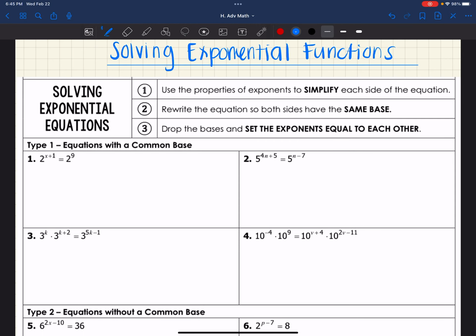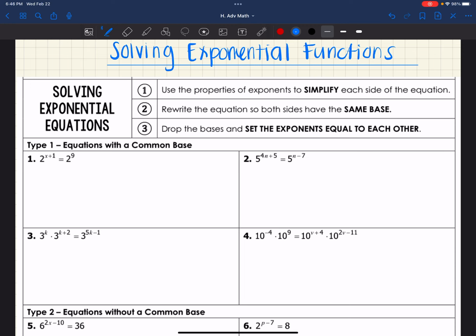And you are expected to know how to solve an exponential equation. There are 3 basic steps that we're going to be following today, and the 3 of them are provided. So the first step says use the properties of exponents to simplify each side of the equation, which is why we needed to review those exponent rules last time in class. Step 2, you rewrite the equation so both sides have the same base. And then step 3, you drop the bases and set the exponents equal to each other, and then you would just solve that like a regular basic equation.